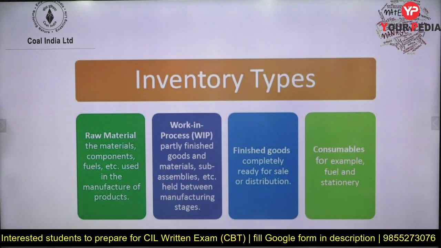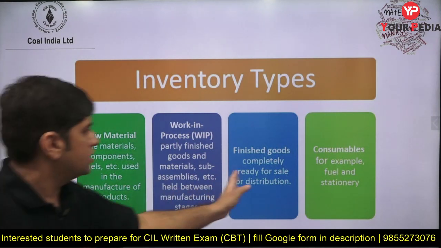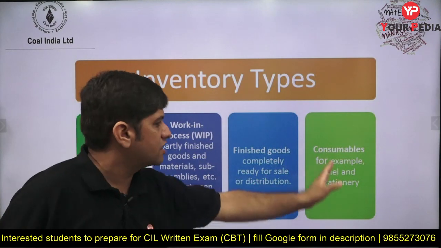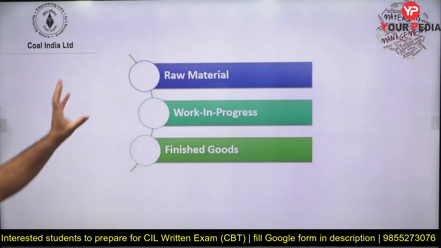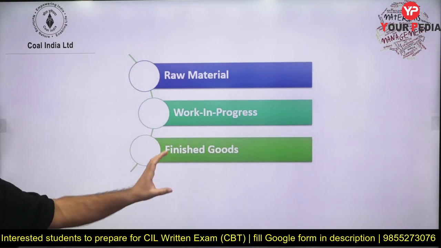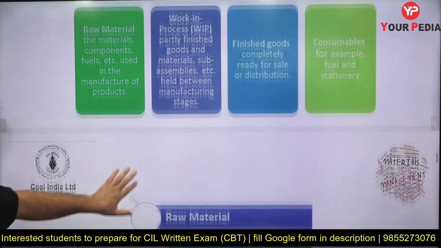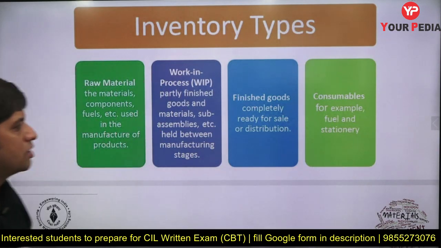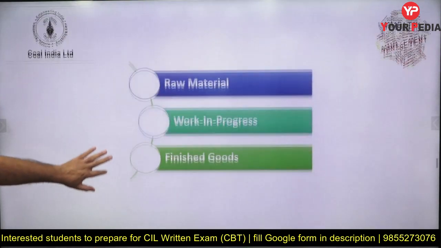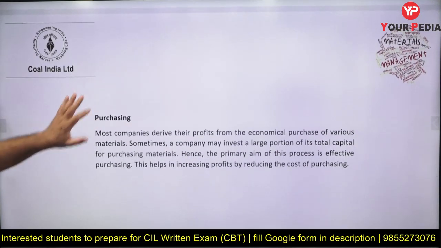So inventory types, I told you there are different ways you can categorize inventory: work in process inventory, raw material, finished goods inventory. These are the typical 3 categories, and then consumables, whatever you are using, that is also inventory. But then some people say, okay, where will we keep fuel and consumables, what we consume day to day, where will we keep that? So in that organization, that consumable is also one inventory.